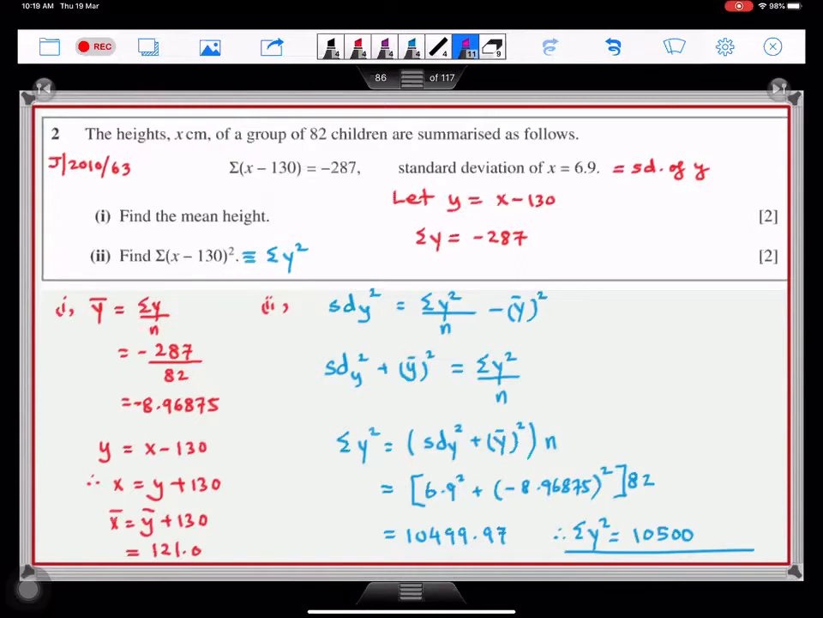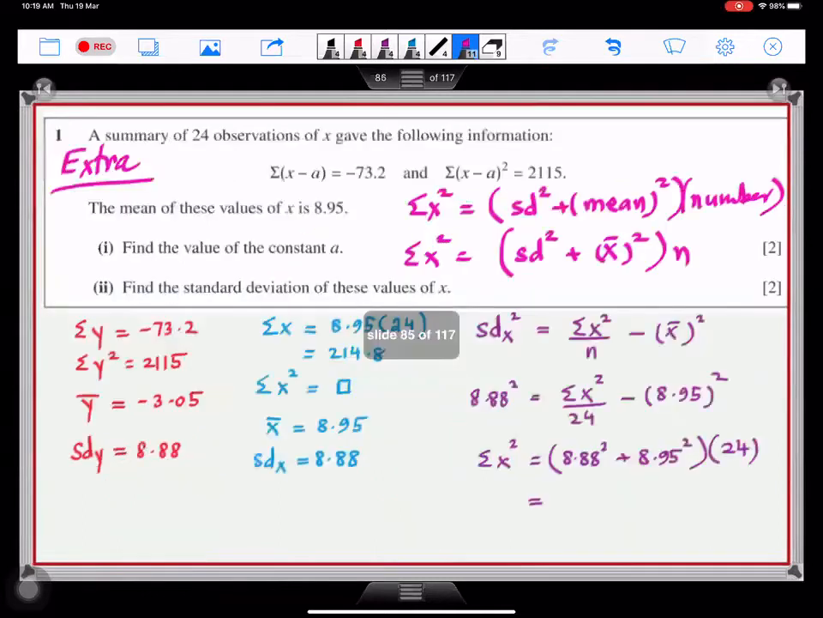And this second part, sigma x minus 130 square, you have to comprehend the question. You have to understand that sigma x minus 130 square is not something foreign, it is not something alien. This is technically sigma y square, which would be obtained the same way as that extra part in this question.